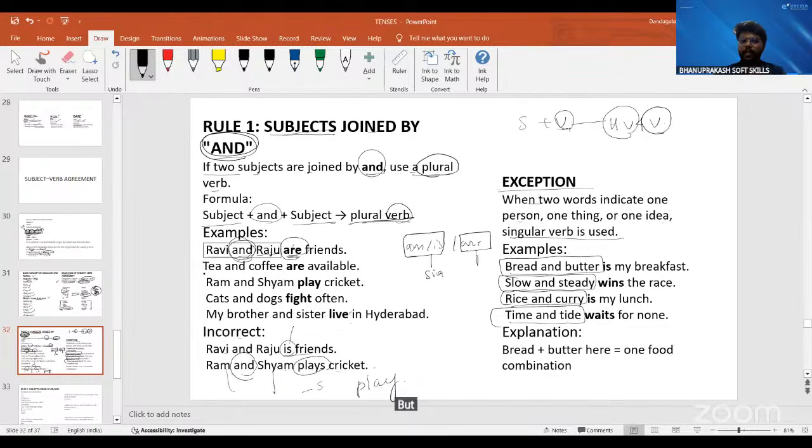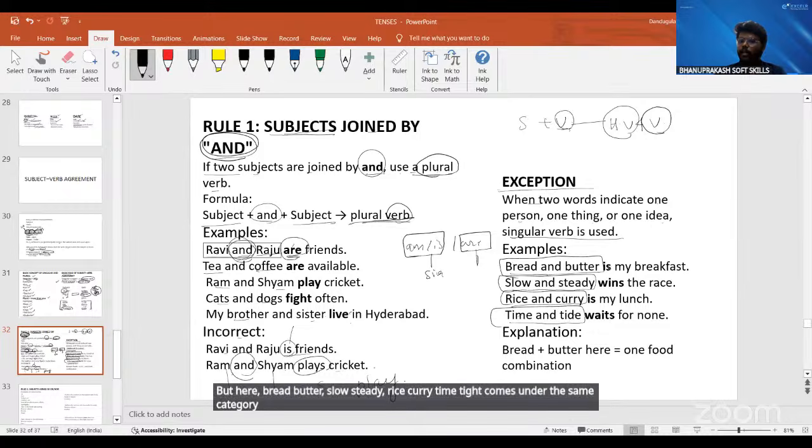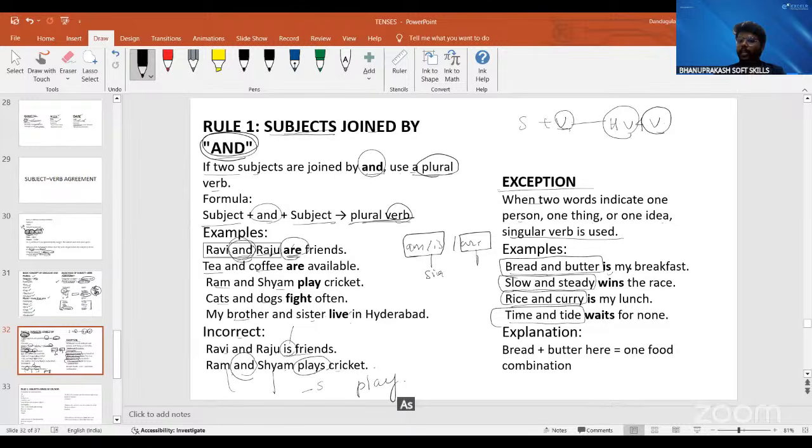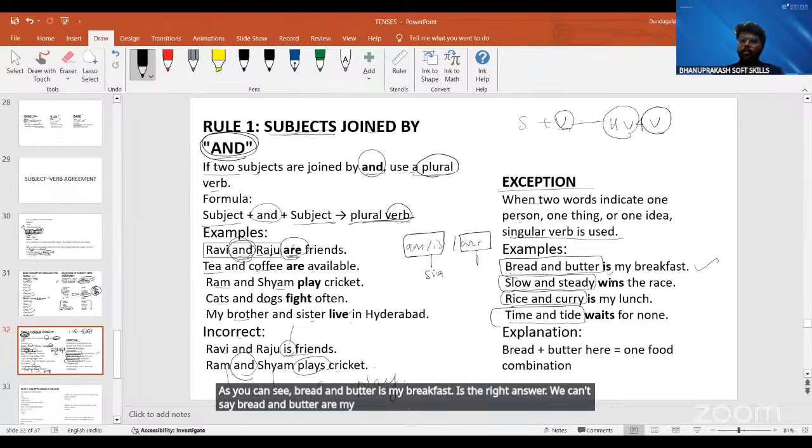But here you can see tea and coffee are different. Ram and Sham are different. Cats and dogs are different. Brother and sister is different. But here, bread and butter, slow and steady, rice and curry, time and tide come under the same category. That's why we use the singular verb only. As you can see, bread and butter is my breakfast is the right answer. We can't say bread and butter are my breakfast because those are not separate.